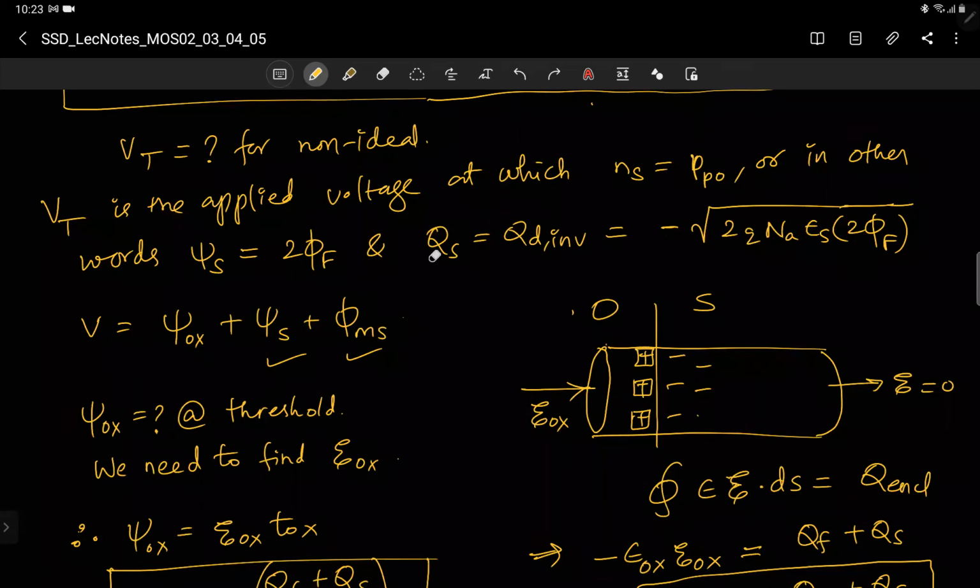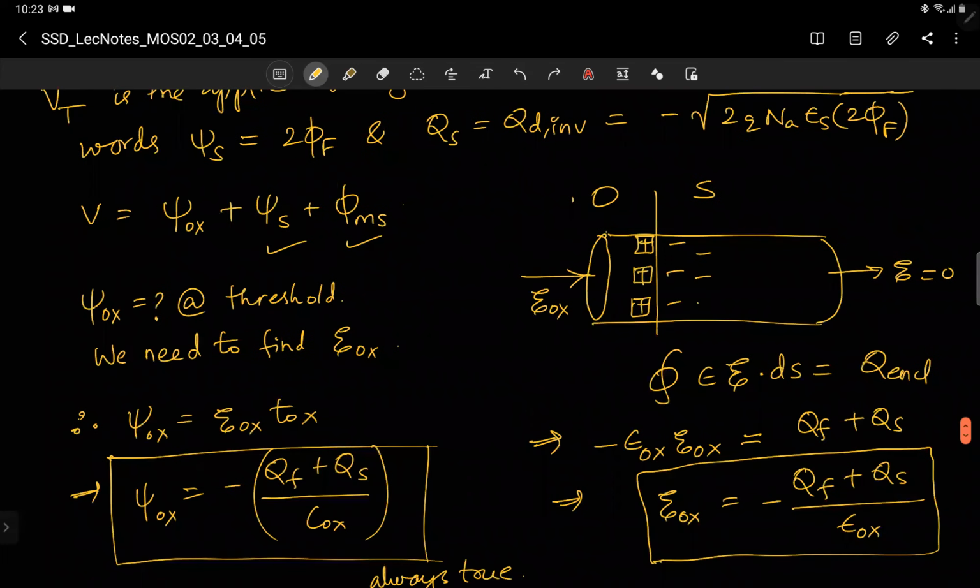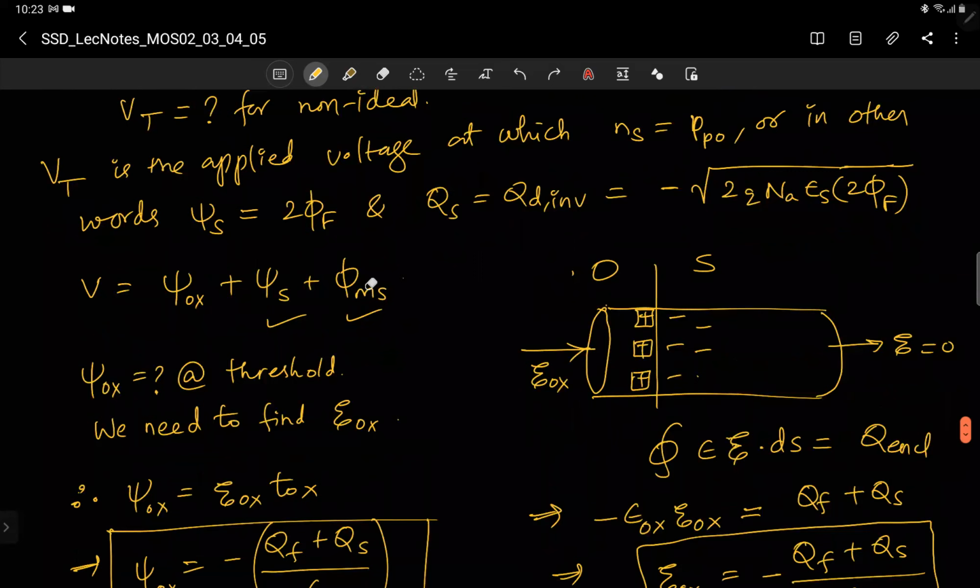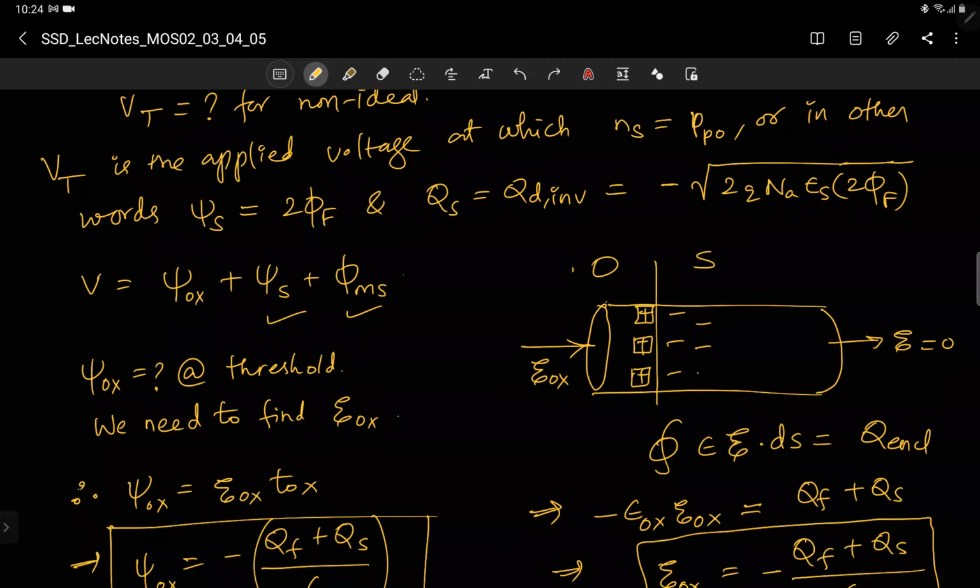So Vox equal to Ψox plus Ψs plus phi ms. Ψs is known. Phi ms should be given, because unless we know what metal and what semiconductor we are talking about, we cannot calculate phi ms. So phi ms is a given quantity. Ψs we know is 2 phi f, which comes from doping of the semiconductor. Ψox is what we have to determine.